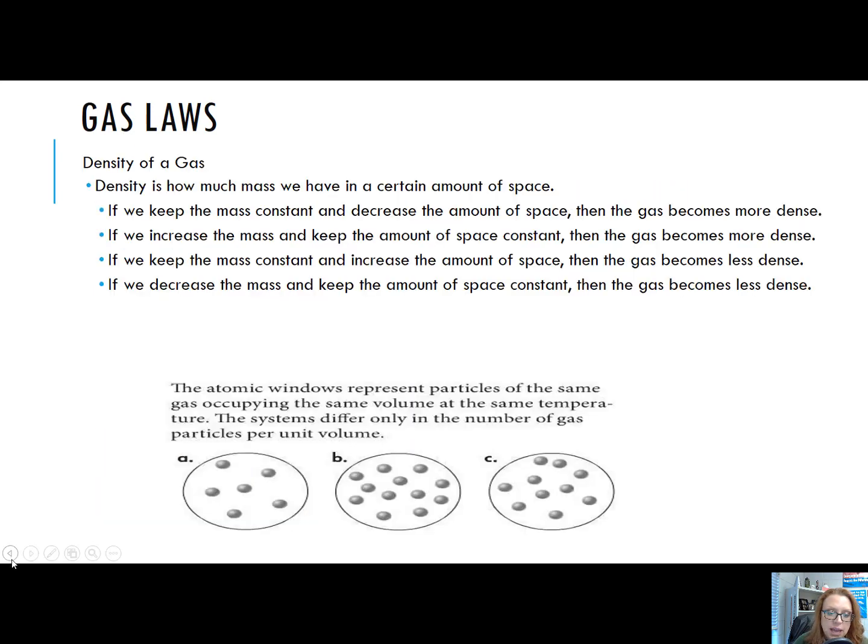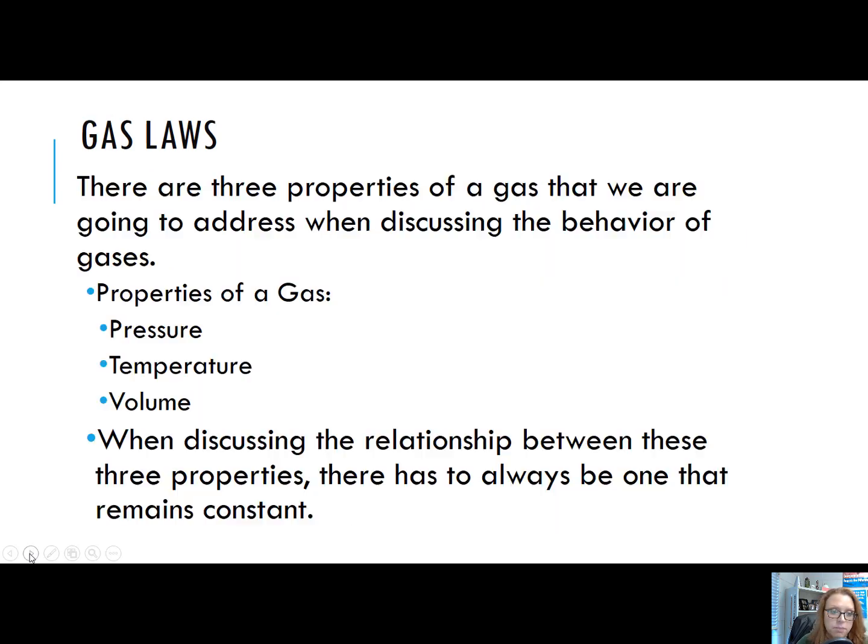So I want you to take these three pictures and I want you to label them least dense all the way to most dense. I want you to pick out which one is least dense, which one has the middle density, and which one is the most dense. Okay, I want you to pause this and go ahead and label that. Now we'll talk about the answers tomorrow to see if you are correct.